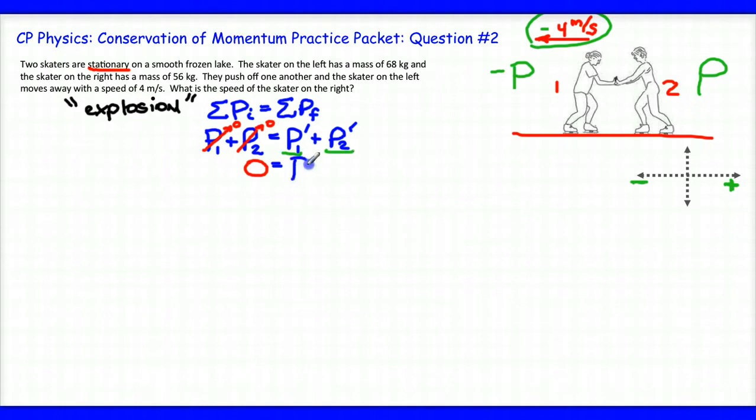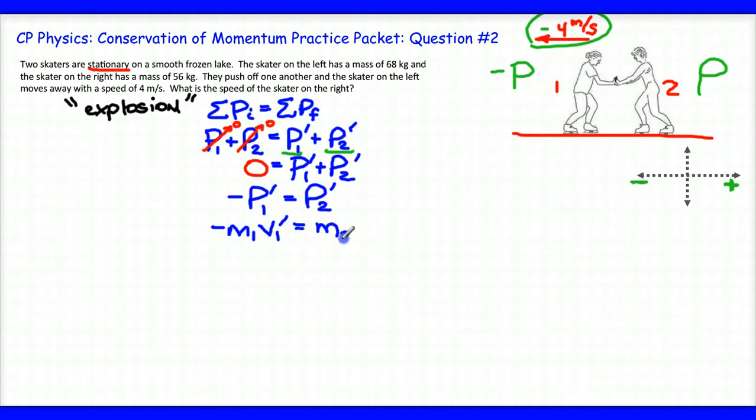Let me go ahead and finish this algebraic statement, p1 prime plus p2 prime. Now I'm going to subtract p1 prime from both sides. I get negative p1 prime is equal to p2 prime. And now it's time to separate this into its parts. I get negative m1 v1 prime is equal to m2 v2 prime. And at this point, I know everything, but I am solving for the velocity of skater number 2 after the collision. So I'm going to divide both sides by m2, and I'm left with v2 prime is equal to negative m1 v1 prime all over m2.